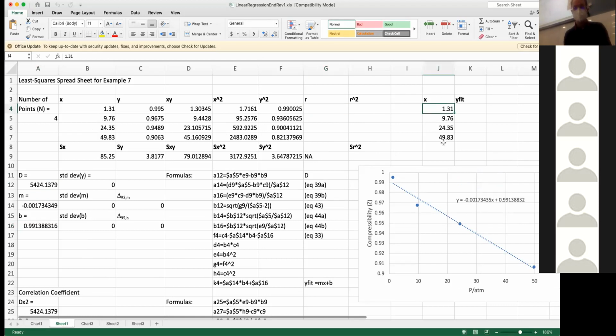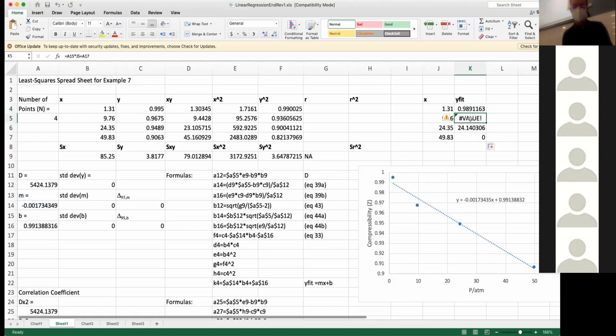So over here, I've listed the X values one more time. And we need to calculate the fitted y value for each x point. We can calculate that just from the equation of a line. So we're going to say y fit equals m times x plus b. Okay, so here are the fitted y values that we get.